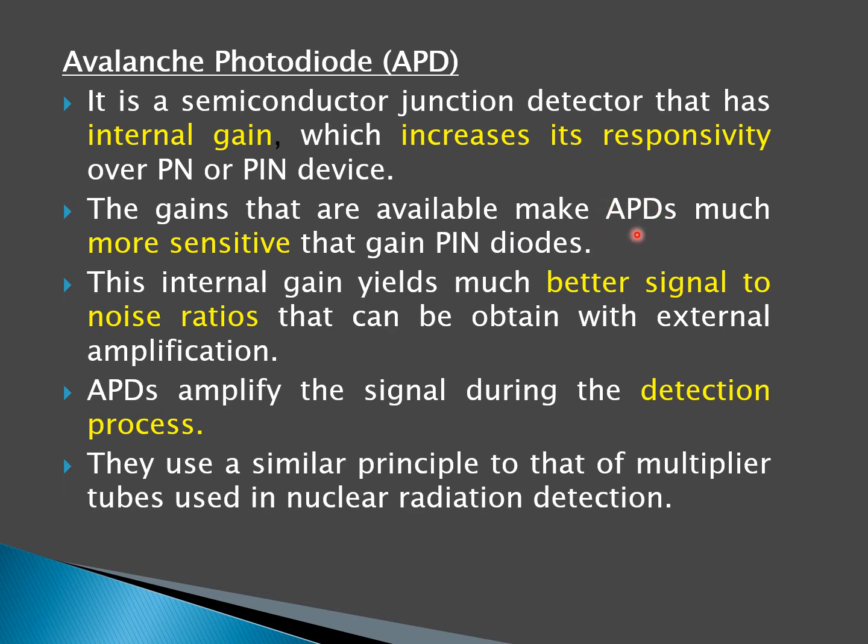If you look at the sensitivity of this APD, of course it is higher because the APD is much more advanced. This internal gain yields a much better signal to noise ratio than can be obtained with external amplification. APDs amplify the signal during the detection process. They use a similar principle to that of multiplier tubes used in nuclear radiation detection.